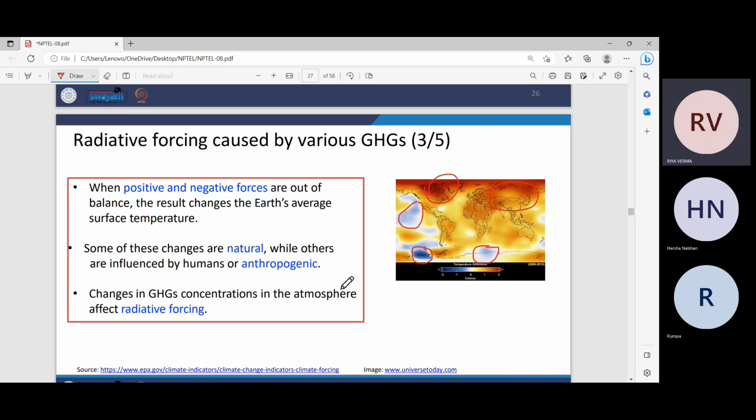Some of these changes are natural, and some are anthropogenic, due to human activities. And the changes in the greenhouse gas concentrations in the atmosphere also affect the radiative forcing, because an increased amount of greenhouse gases in the atmosphere tends to increase the temperature of the Earth. So that is one thing.